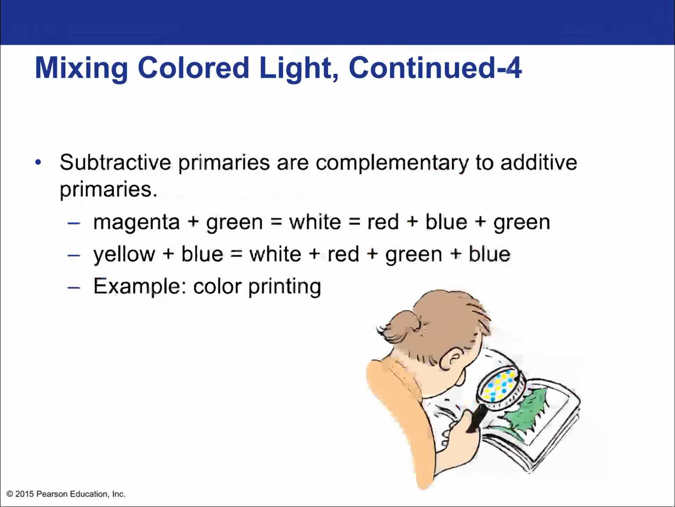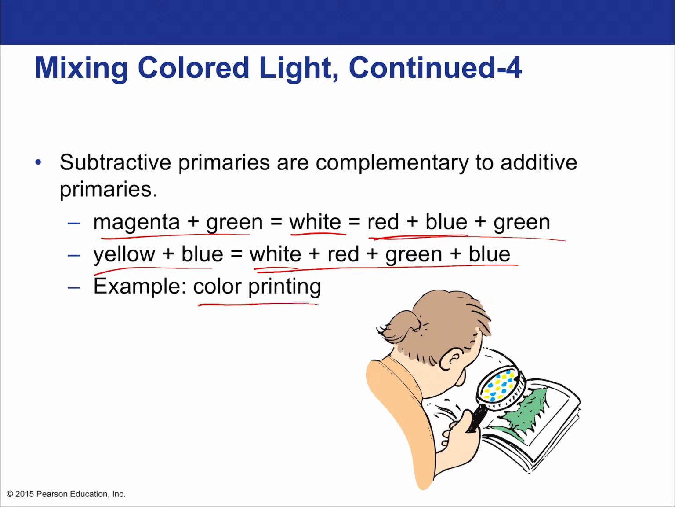Now, the subtractive primaries are complementary to the additive primaries. So if you take magenta and green, you get white, because you have all the colors together, because magenta, after all, is red and blue. So effectively, adding magenta and green is the same as adding red, green, and blue, which of course gives you white. If you take yellow and blue, then you get white, red plus green plus blue. So you see how you're bringing those colors together, and the example of that is color printing.